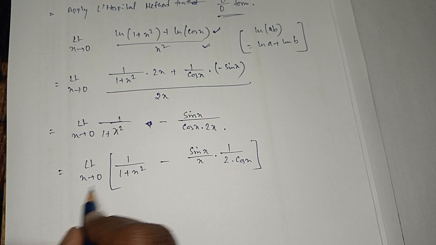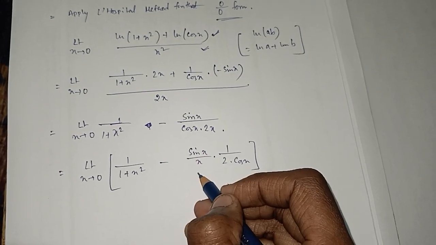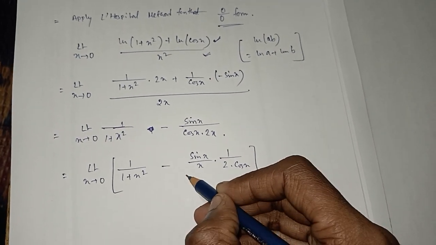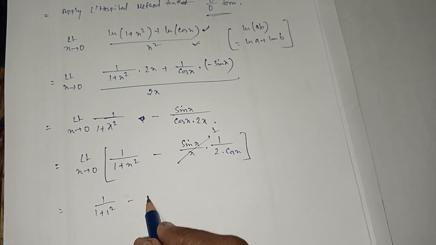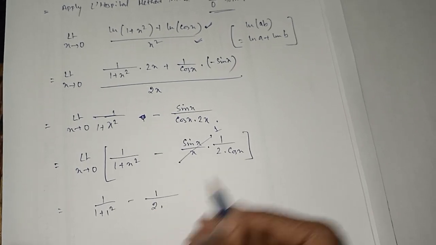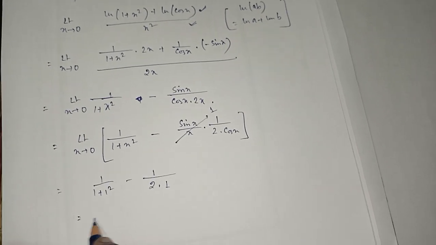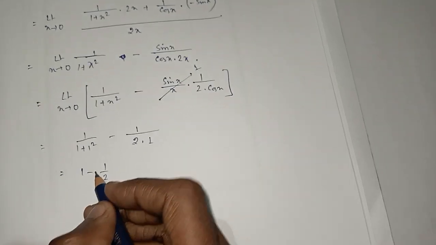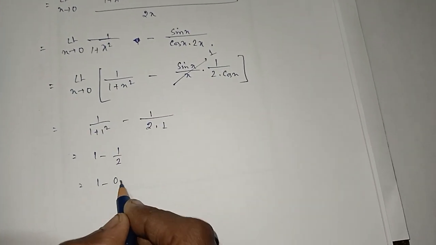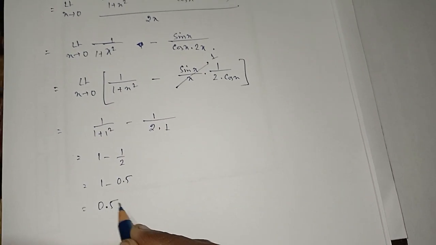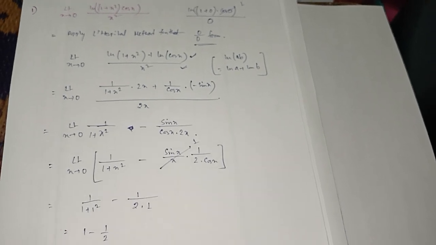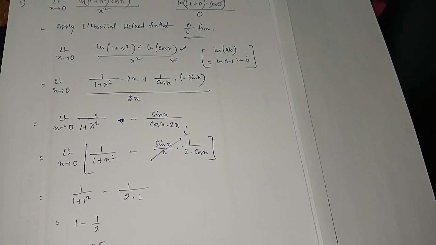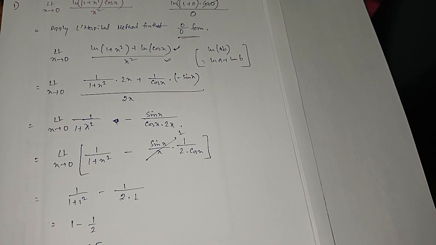If we apply x equal to 0, sin x by x gives the value 1. So we get 1 by (1 + 0²) minus 1 by 2 into cos 0, which is 1. So 1 minus 1 by 2, which is 1 minus 0.5. So the answer to this question is 0.5, and this is based on the L'Hospital method. This is a very easy question. So we proceed to the next question.